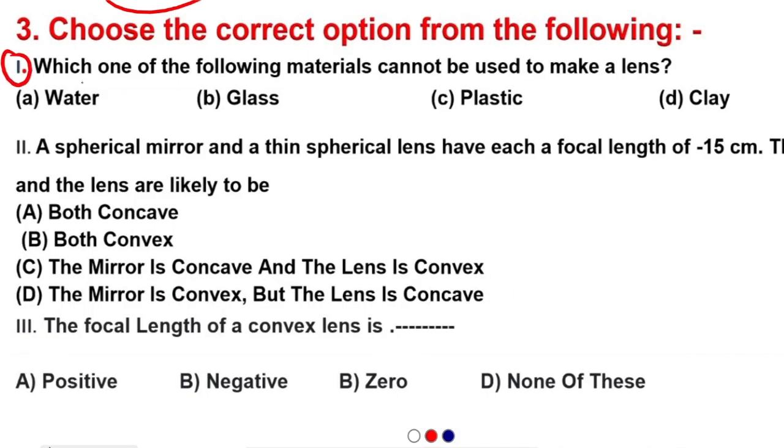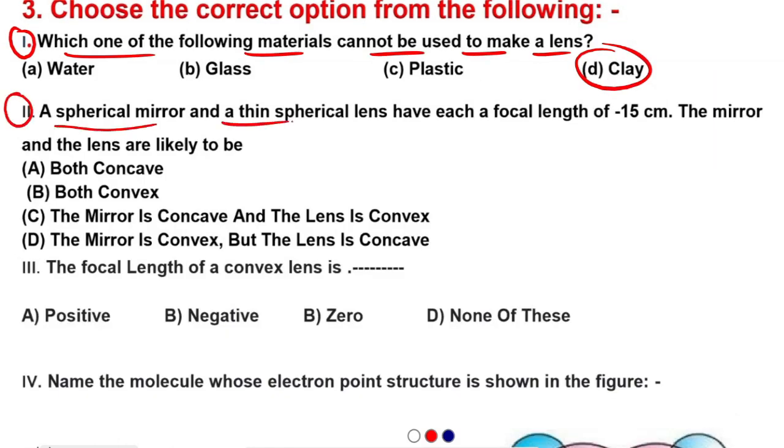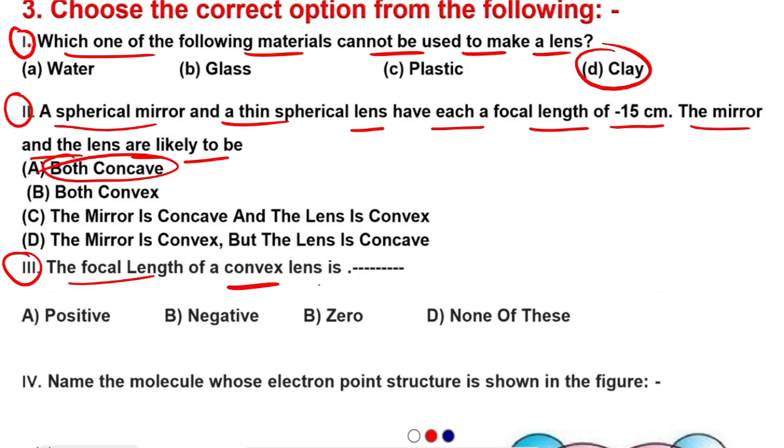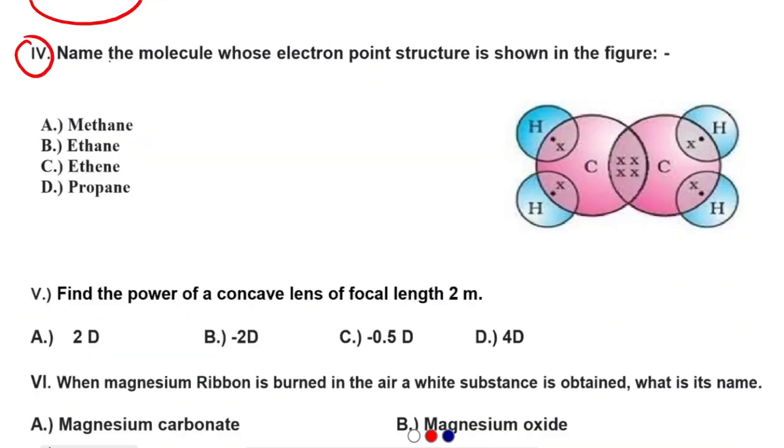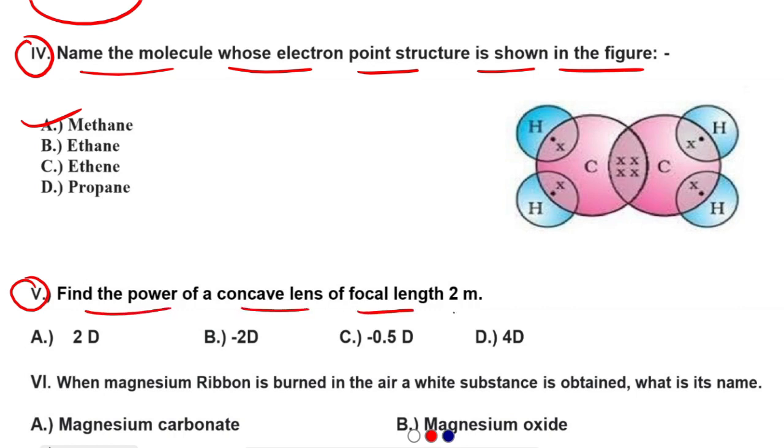Next, what is the SI unit of electric resistance? Ampere. Next, which one of the following materials cannot be used to make a lens? Clay. Next, a spherical mirror and a thin spherical lens each have a focal length of -15 centimeters. The mirror and the lens are likely to be both concave. Next, the focal length of a convex lens is positive. Next, name the molecule whose electron dot structure is shown in the figure. Methane. Next, find the power of a concave lens of focal length 2 meters: minus 0.5 D.